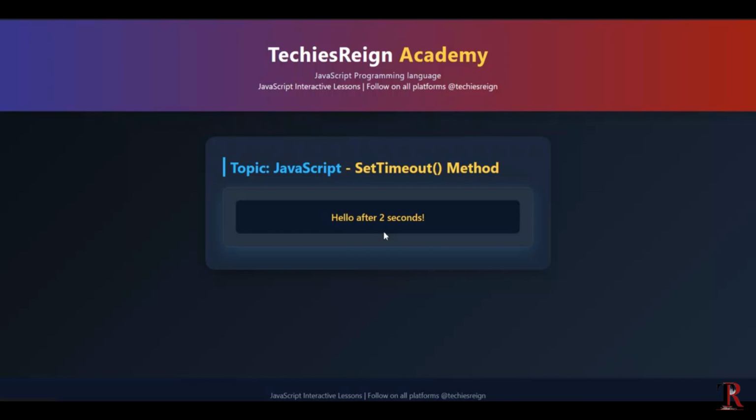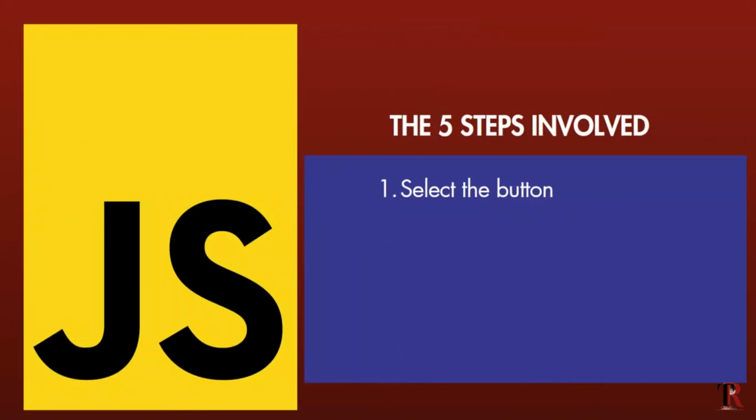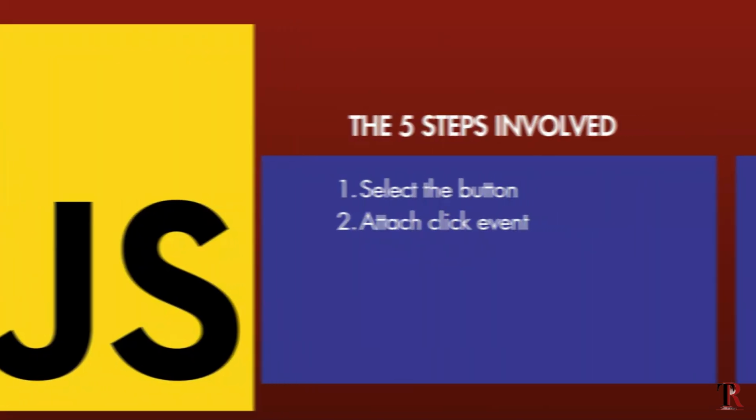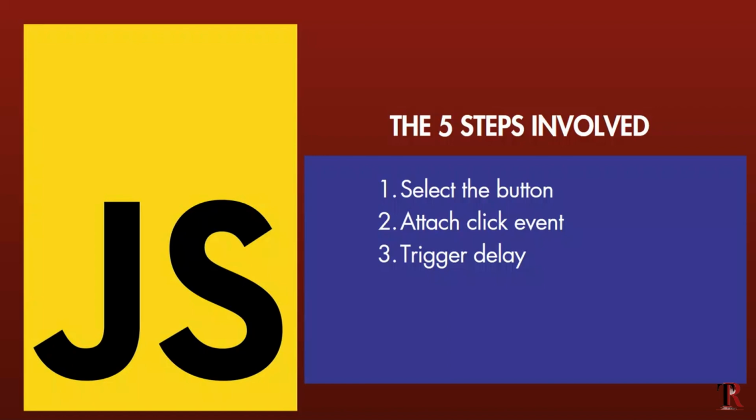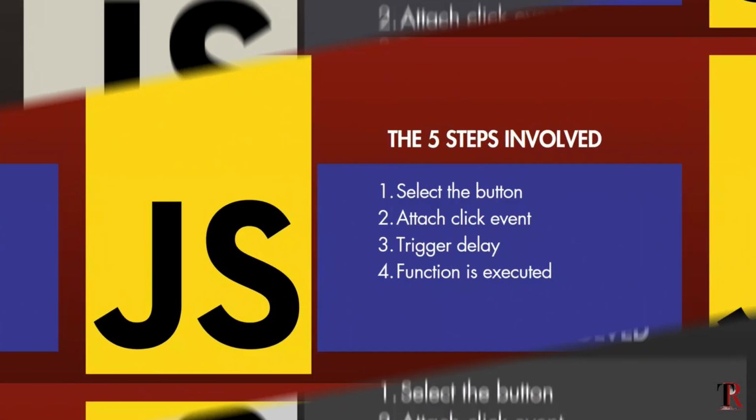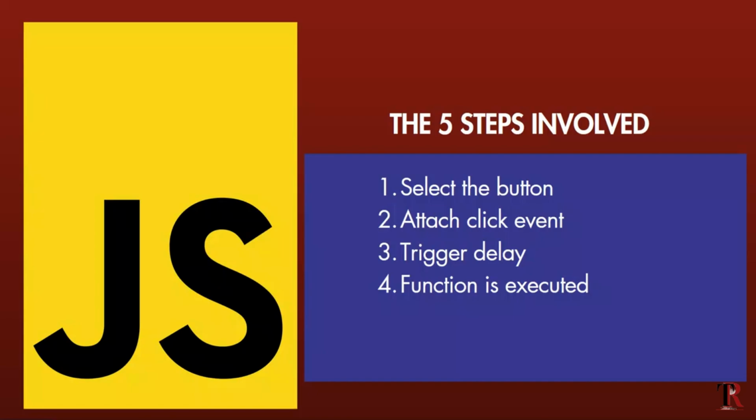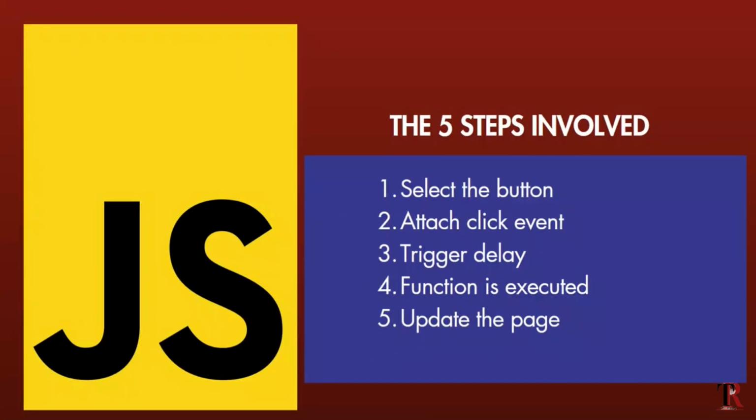Using the setTimeout method, we are going to build how you can control timing events in JavaScript. Let's go on. We are going to do this together in 5 easy steps. Step 1, select the button. Step 2, wait for the user to click the button. Step 3, trigger a delay by telling JavaScript to run our function only after a set period. Step 4, make a function that will run after the delay. And lastly, update the page to display the message.